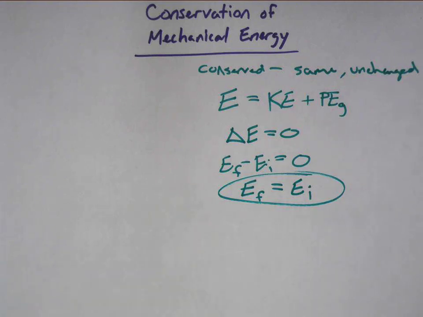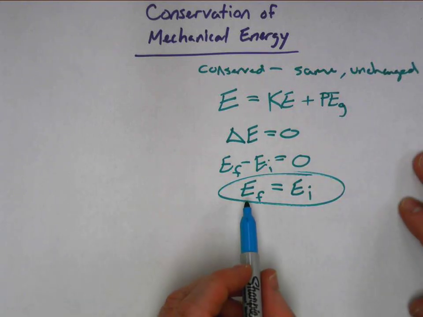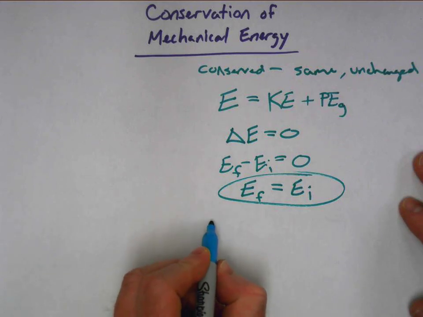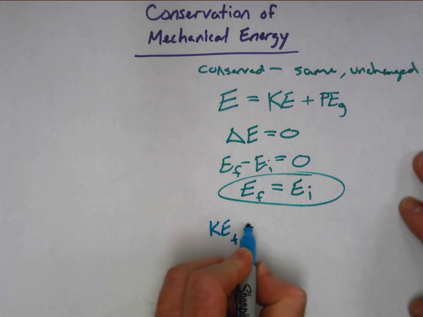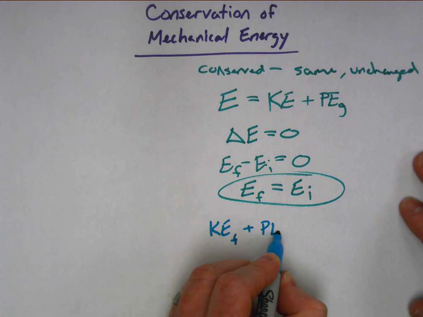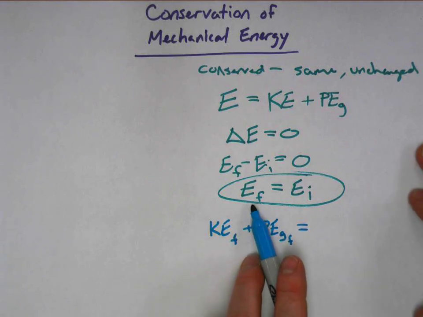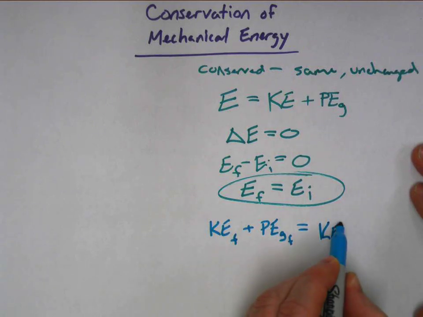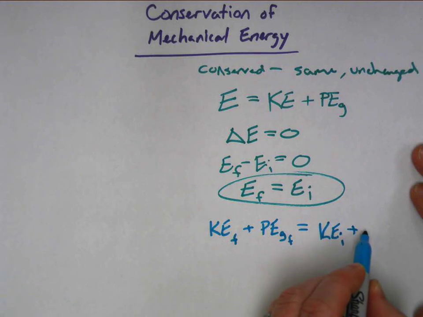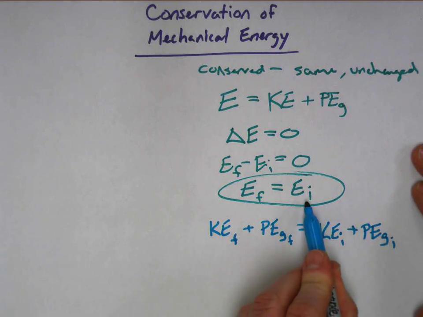Well, the mechanical energy is kinetic plus gravitational potential. So in this case, for the final values, we would have a final value of kinetic energy, and we add to it a final value of the gravitational potential energy. F there for final, right? So those two combined equal the final value of the total mechanical energy. On the other side, we have the initial. So we have an initial value of kinetic energy. We add to it an initial value of gravitational potential energy. Those two combined equal the initial mechanical energy.